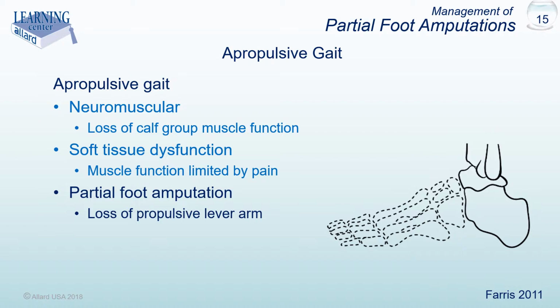The third broad category of apropulsive gait is the loss of the propulsive lever arm secondary to a partial foot amputation. If the propulsive lever arm has been amputated, it doesn't matter how the calf group functions because it still can't power the foot off the floor or initiate swing without that lever arm. This also leads to predictable compensatory mechanisms during gait.